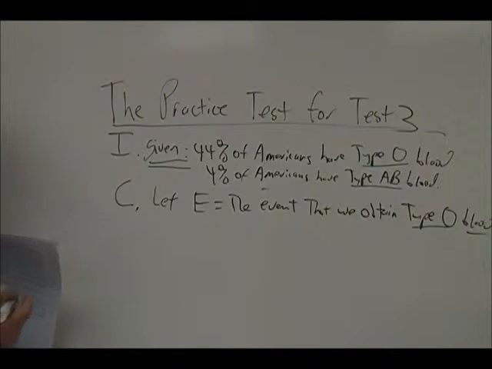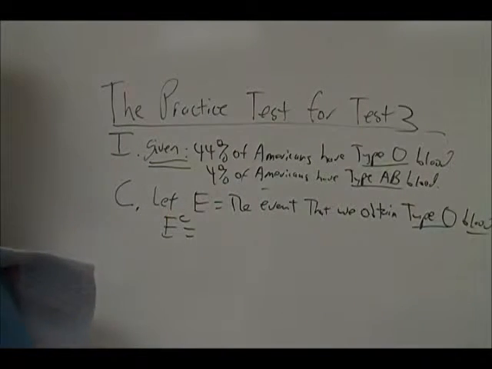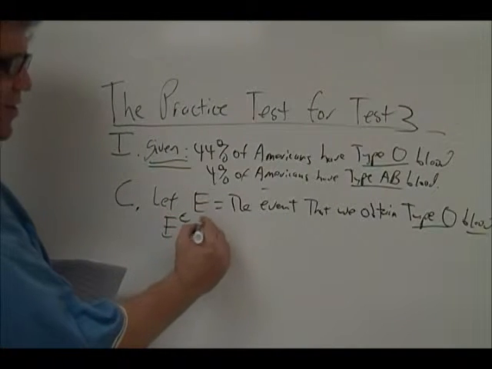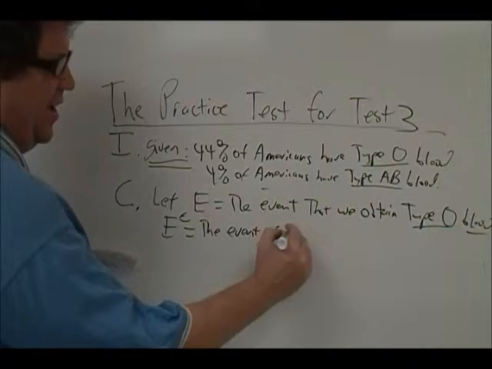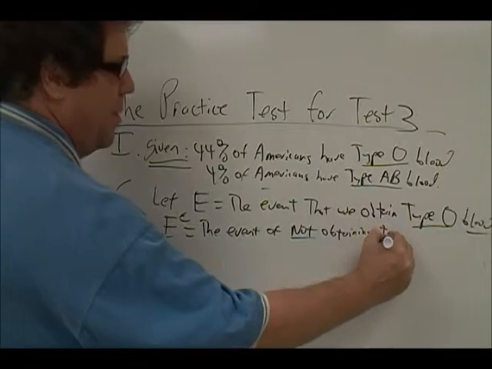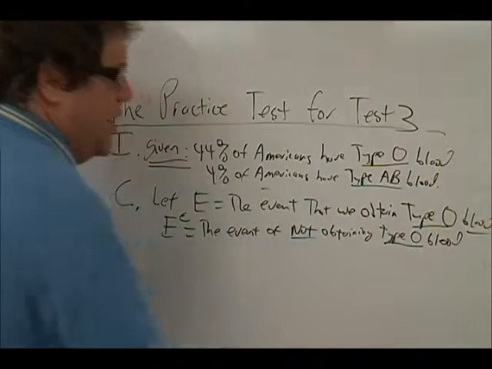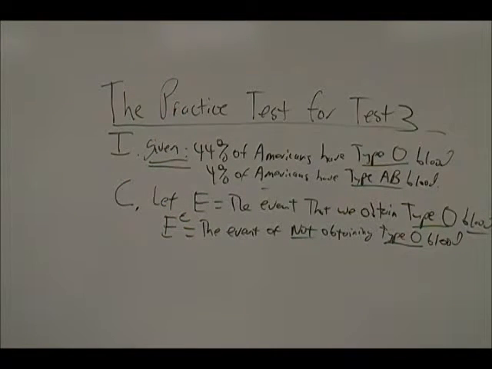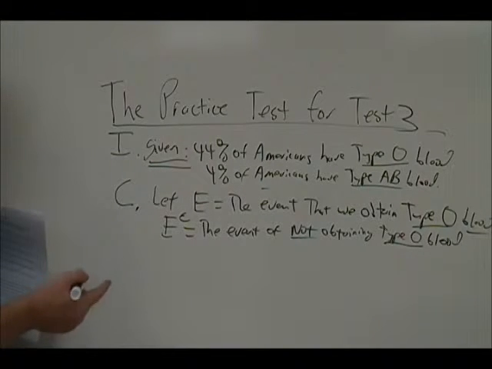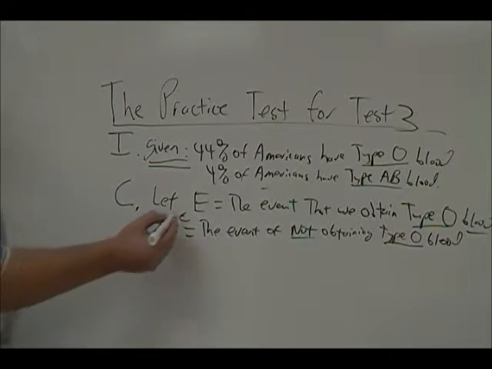We can do this in one of two ways. We can note that E complement, the complement of the event E, is the desired event. It's the event of not obtaining type O blood, which is what we want. We want to know the probability that a randomly selected American does not have type O blood. And we can compute that directly from the probability of the event E occurring using what's called the complement rule.